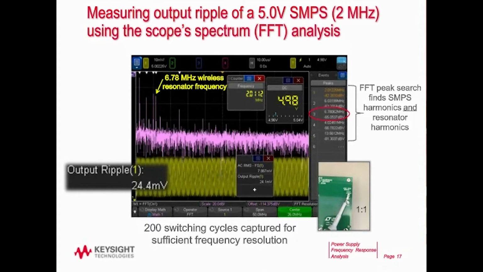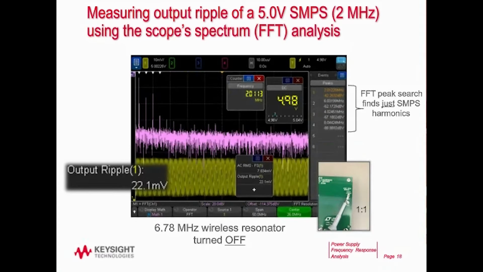So that's what the FFT can do for me. It can draw out other components of interference that may be increasing my output ripple, and then I can begin hammering down various components to try to improve my output ripple. Now this 6.78 megahertz just happens to be the same frequency as a wireless resonator. If I turn that resonator off, bang, it goes away. So there's one source of my output ripple. It did reduce the overall output ripple by a couple of millivolts.